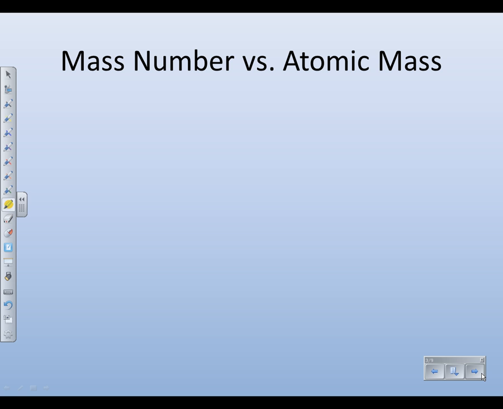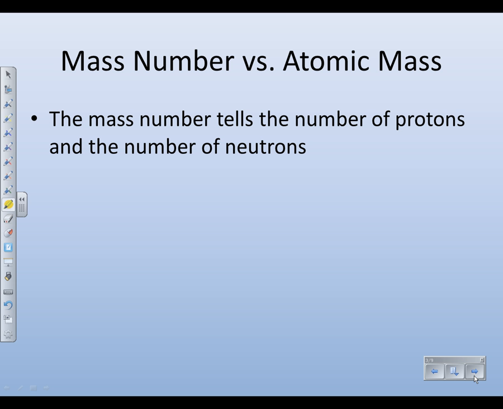The number of protons and neutrons in the nucleus. Meaning that mass number is always going to be a whole number. It's a counting thing. You're counting the number of protons, and you're counting the number of neutrons. Mass number is always a whole number. It's a counting thing.